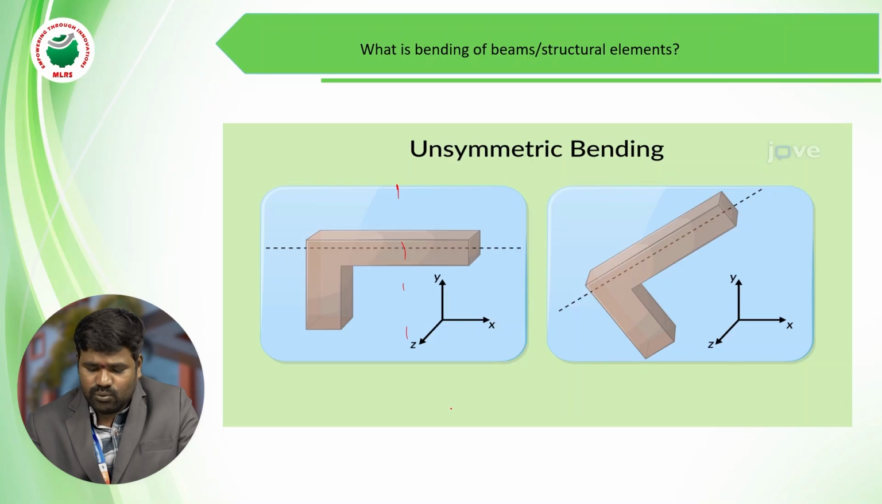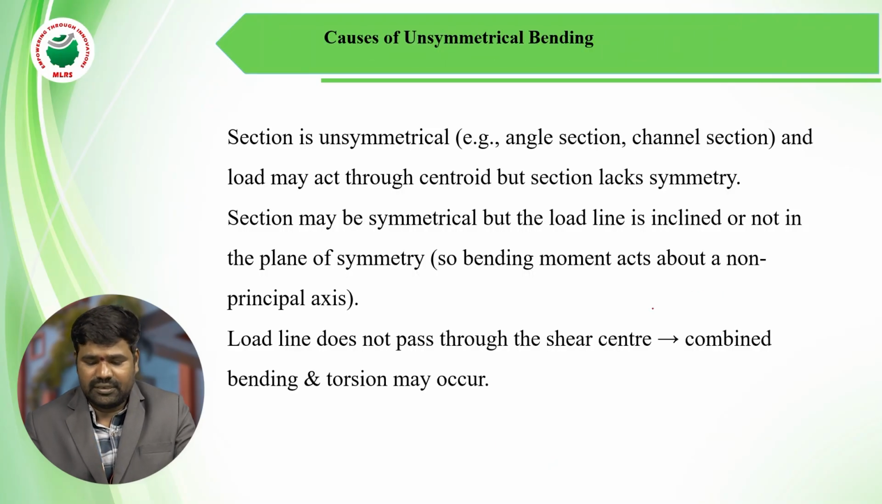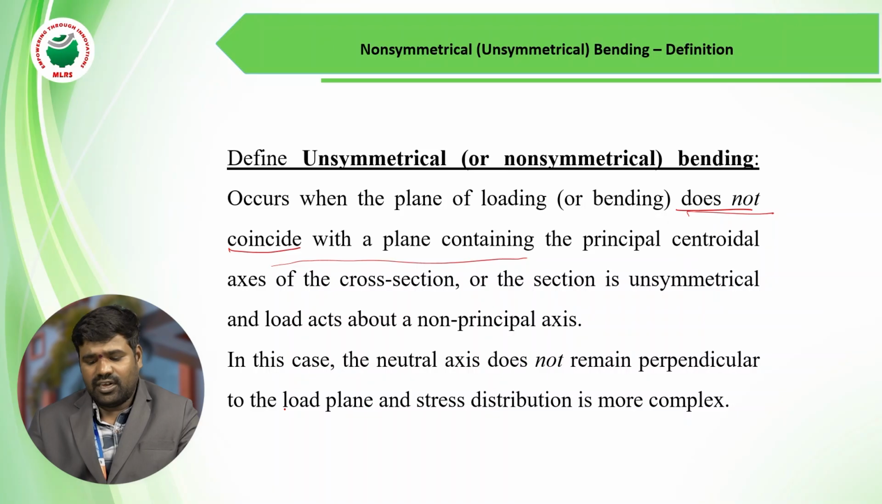Symmetrical bending is coincident. The y-axis and x-axis are coincident at the centroid, G or O. In this figure, unsymmetrical, the x-axis and y-axis are not coincident. It is called unsymmetrical bending. The plane does not coincide with the plane containing the principal centroidal axis of the cross section, or the section is unsymmetrical and the load acts about a non-principal axis.